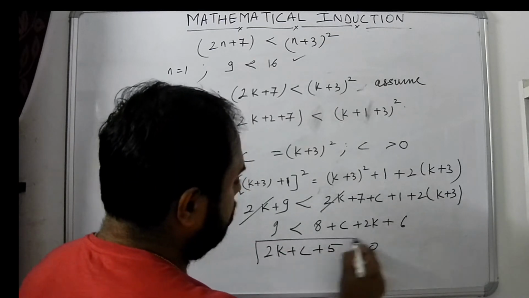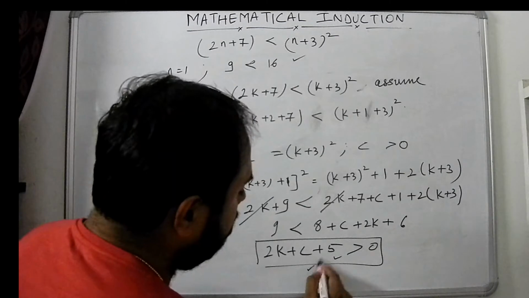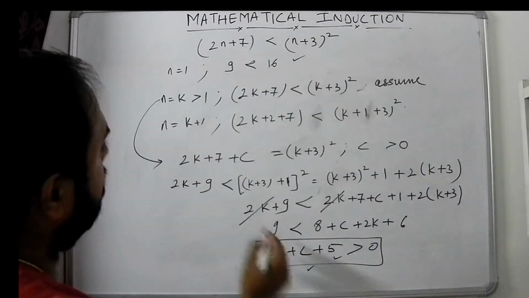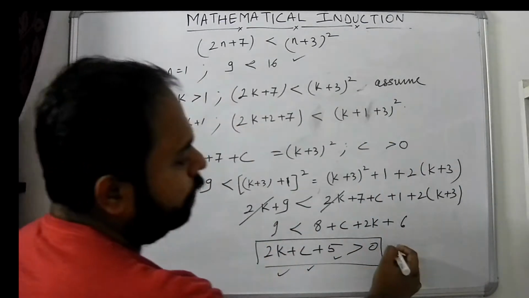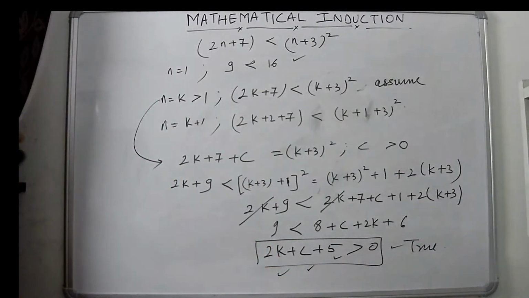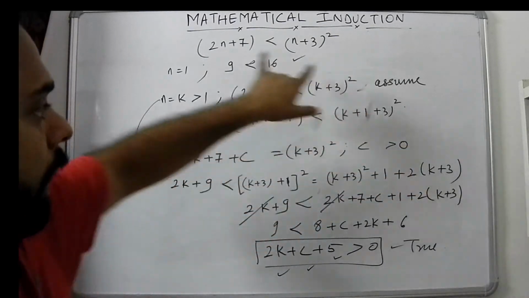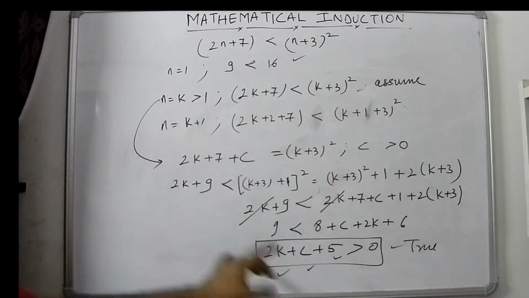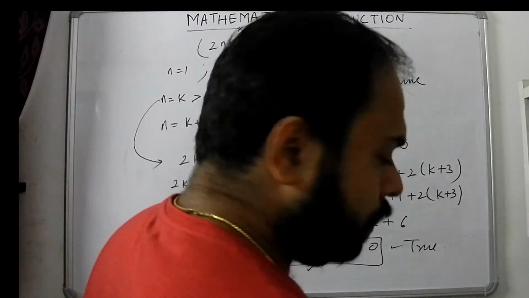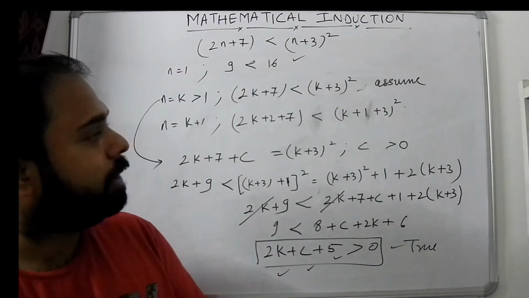Now let's see, is it true or not, right? 5 is a positive number, right? C is a positive number which is greater than 0. I assume that k is greater than 1, right? So this is always going to be greater than 2 and this is always true, right? So what I did was I converted this inequality into an equality by adding a c here which is greater than 0, and I then replaced the value here and I found that there is no contradiction here, right? So this is true.